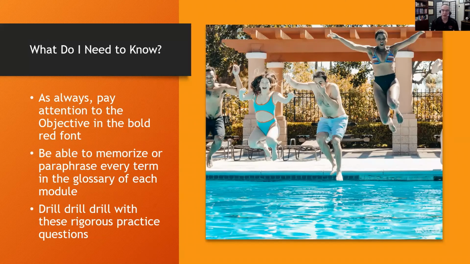So what do you need to know when you're looking at assignment 7 of CPCU 520? As always, pay attention to the objective in the bold red font at the beginning of the module. At the end of the module is the glossary of key terms. At the very least you should memorize them, but much better is to understand them well enough that you can paraphrase them, because then when you see them in a case type exam question, you'll be able to apply it because you actually understand it. So work on paraphrasing those key terms.